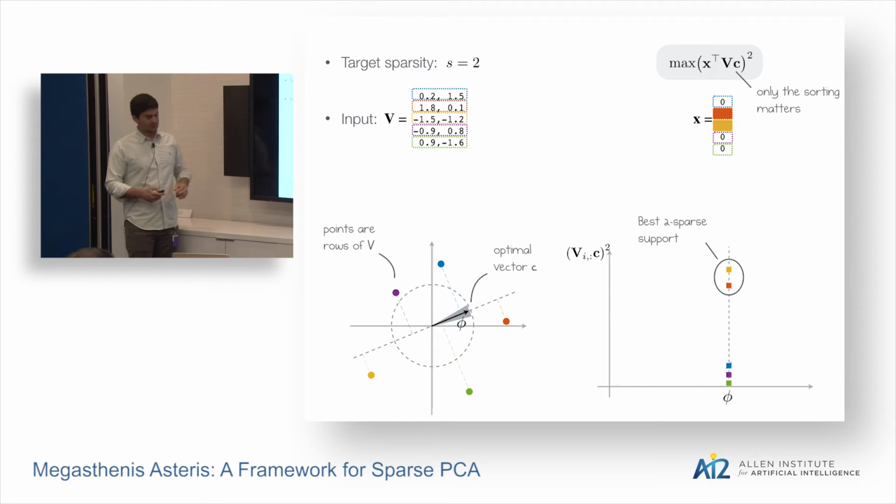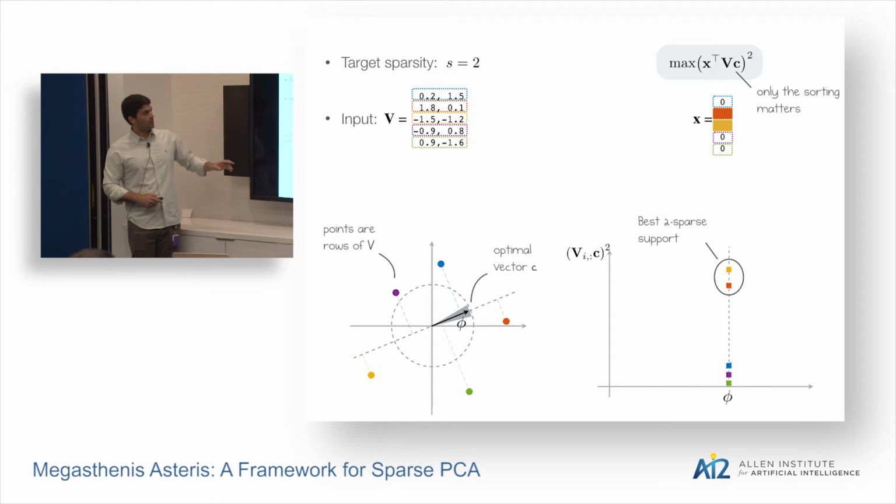So how do we find x? So let me do the following. The rows of V are 2-dimensional points, so I can plot them on the 2-dimensional plane, right? The same thing happens with the vector C. So C is a variable that is 2-dimensional, so I can also draw this on the same plane. And let's say, for now, that an oracle has revealed the optimal value of C.